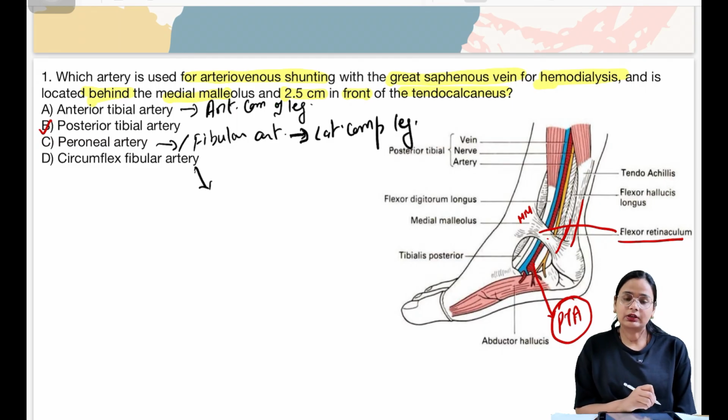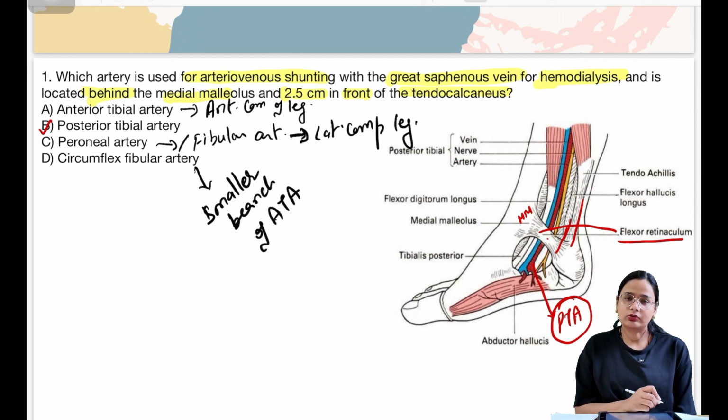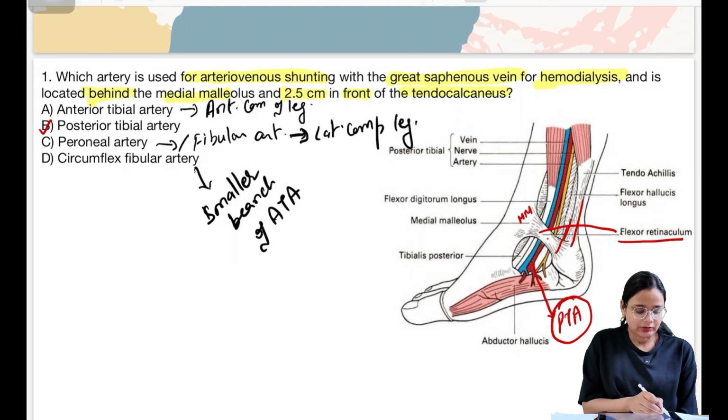Last one was the circumflex fibular artery. Why not circumflex fibular artery? Because this is a small artery which is the branch of the anterior tibial artery. So that's why this is also not the correct answer. So the correct answer will be posterior tibial artery.